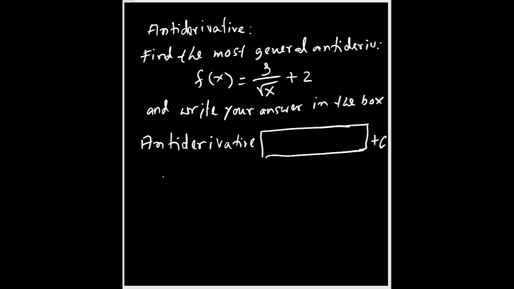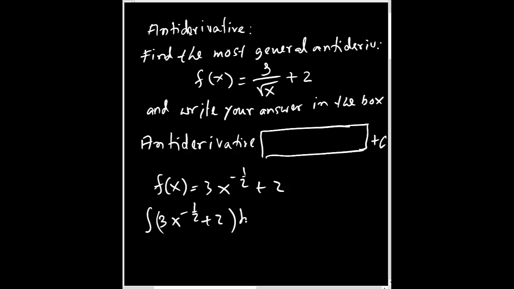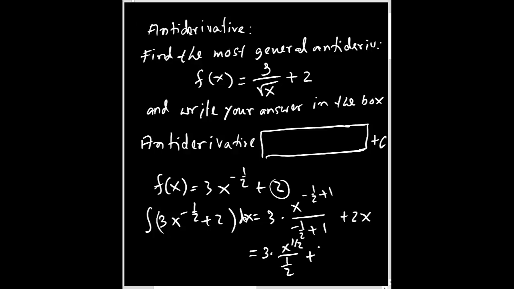So first look at your function. f of x is 3x to the negative half plus 2. Now when you take the antiderivative of 3x to the negative half plus 2 dx, you are doing simply 3x to the negative half plus 1, over negative half plus 1, plus a free constant, times x. Now when you simplify further, negative half plus 1 in the denominator will be half. So you get 3x to the half over half, plus 2x.